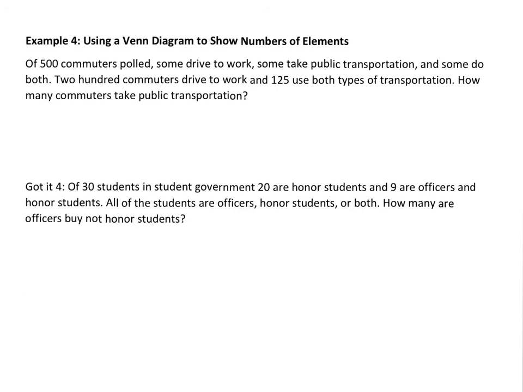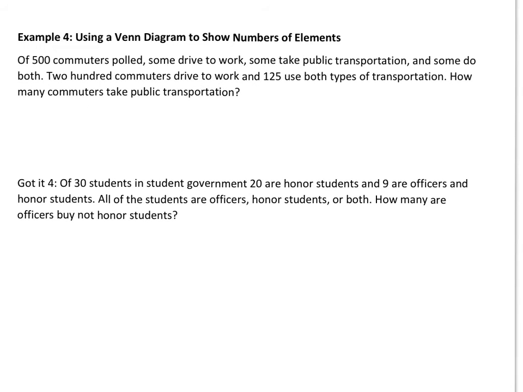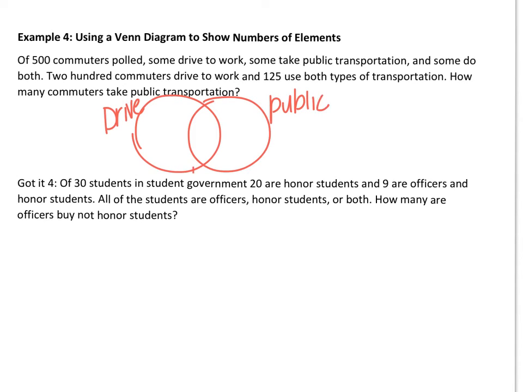Example 4. Of 500 commuters polled, some drive to work, some take public transportation, and some do both. 200 commuters drive to work and 125 use both. How many commuters take public transportation? So I've got two different means of transportation. I've got drive and I've got public. And then I've got both right there in the middle.